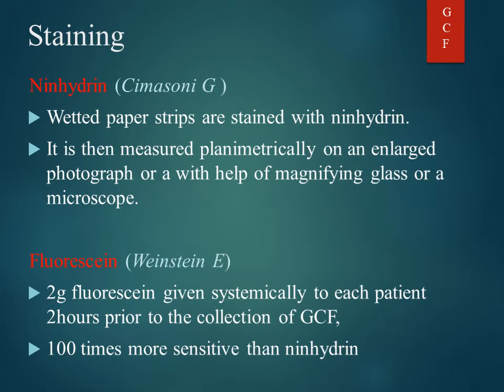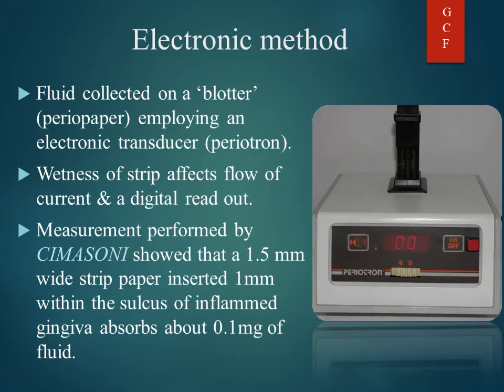The wetted papers are stained and then you measure it planimetrically on a photograph. Again, this is a time consuming procedure and you might have some minor errors in this. For fluorescent staining, you have to systemically give the patient 2 grams of fluorescein prior to the collection of GCF. So the GCF will have a component of this fluorescein, which it will emit as fluorescence, and you can deduce your GCF volume based on that. It is 100 times more sensitive than the staining method.